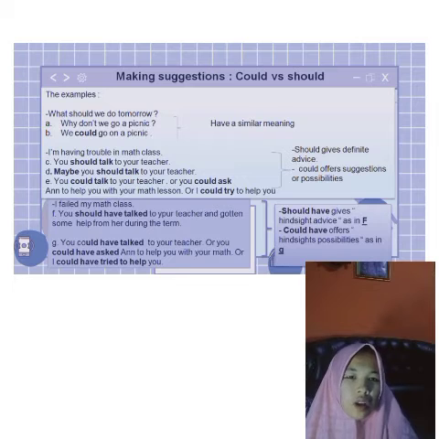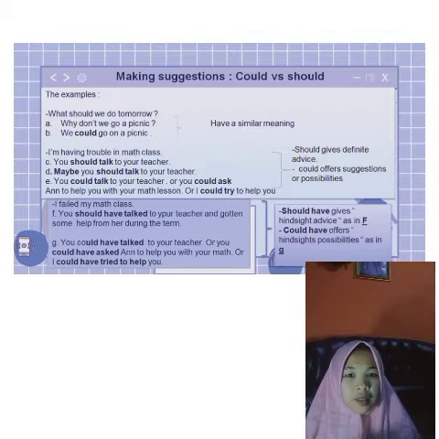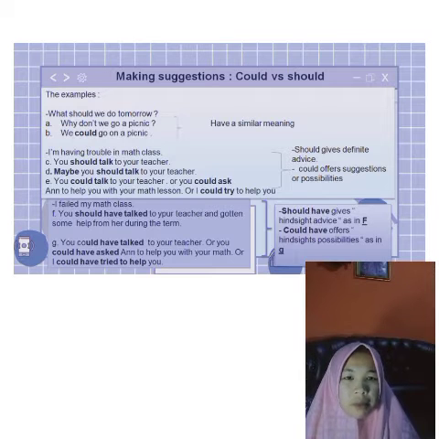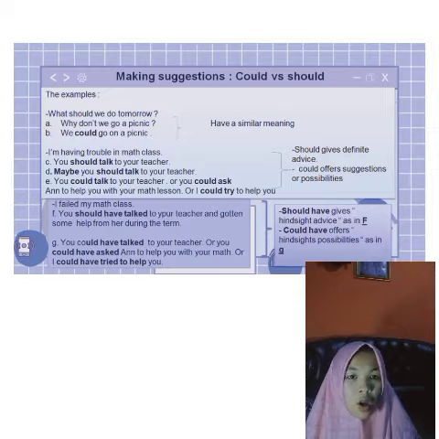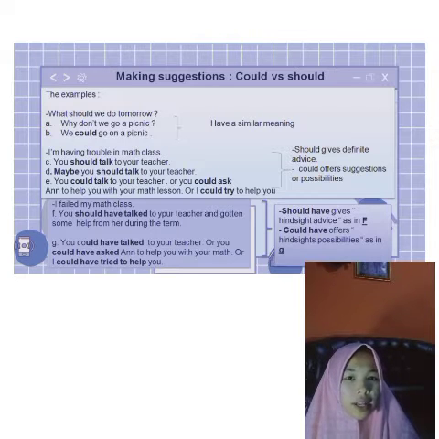Could expresses suggestions or possibilities, in E. The speaker is saying, I have some possible suggestion for you. It is possible to do this, or it is possible to do that.